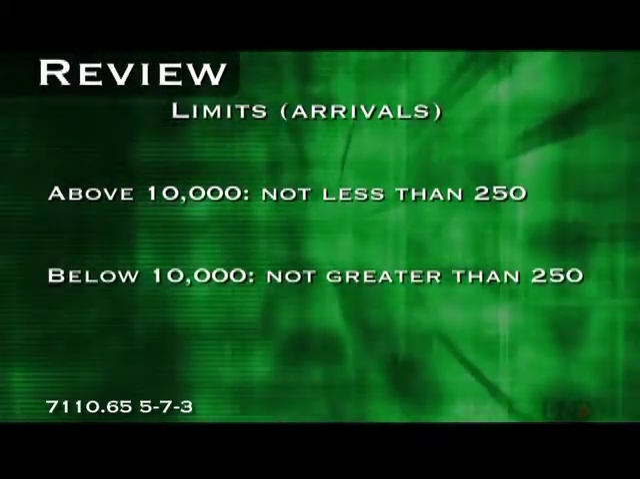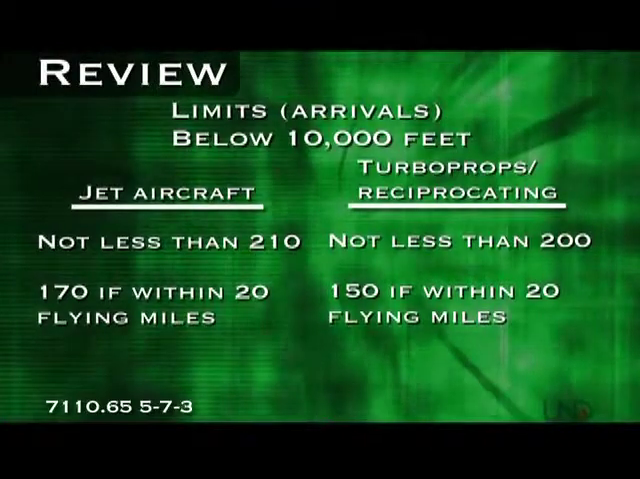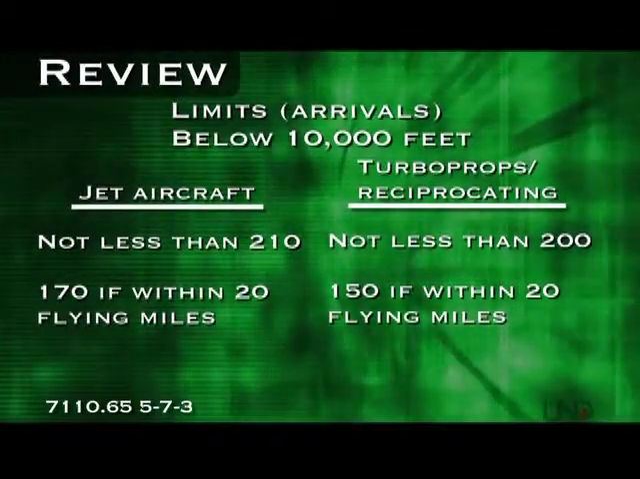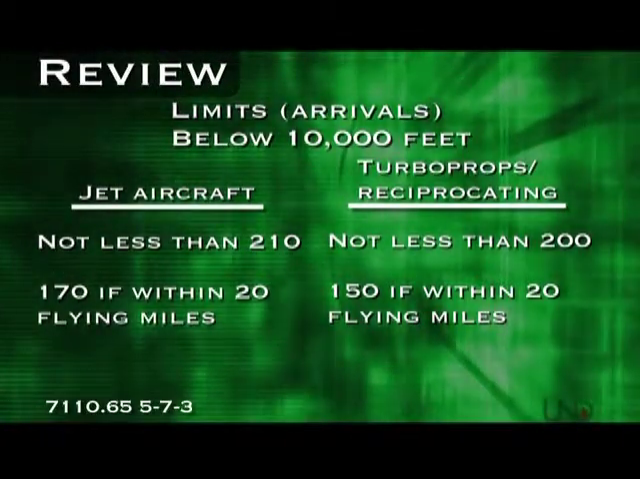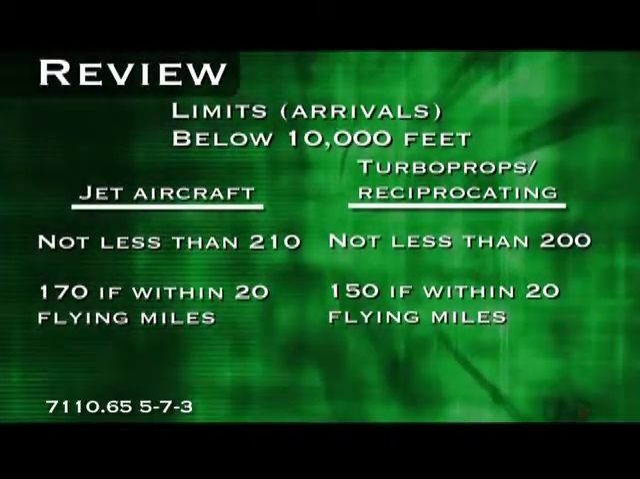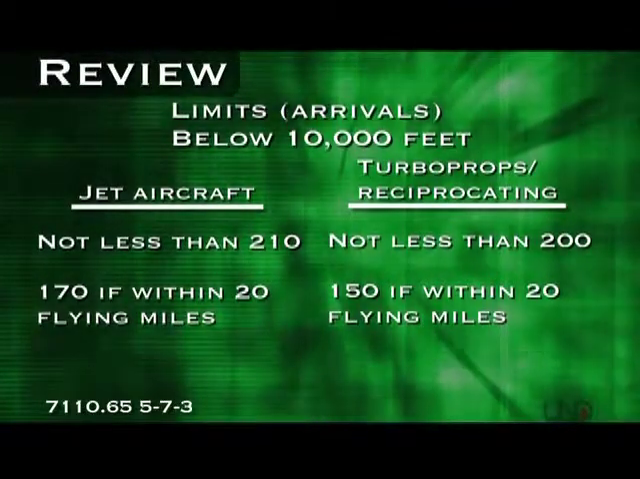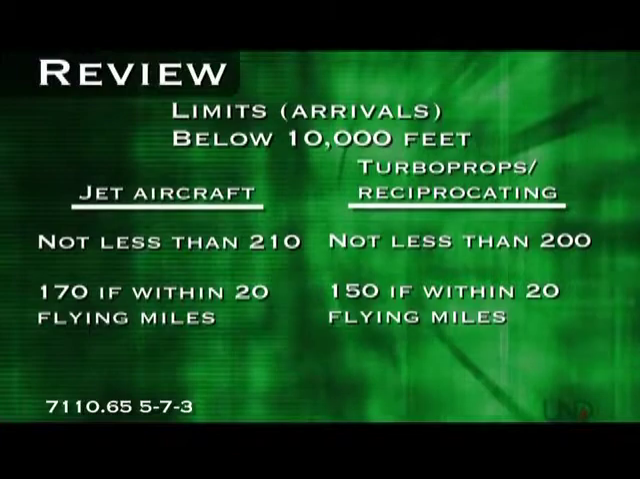There are some limits to the speeds you can issue. Aircraft above 10,000 feet should not be slowed to less than 250 knots. Civil aircraft below 10,000 feet cannot exceed 250 knots. Below 10,000 feet, jets should not be slowed to less than 210 knots unless they are within 20 flying miles of the airport, in which case they can be slowed to 170 knots. Turboprops and reciprocating engine aircraft should not be slowed to less than 200 knots unless they are within 20 flying miles of the airport, in which case they can be slowed to 150 knots.